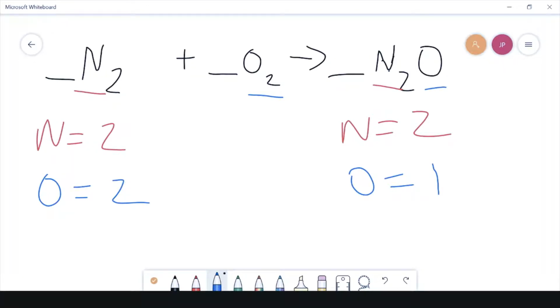So it's not balanced. In order to balance this, we're going to need at least a 2 in this spot, because then your oxygen will be balanced, with 2 oxygen on the right and 2 oxygen on the left. But then that changes your nitrogen to 4. So now we have to balance this out to have the same amount of nitrogen, so we're just going to put 2 there as well. And that'll make this 4.